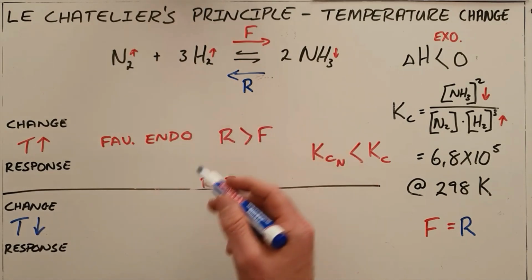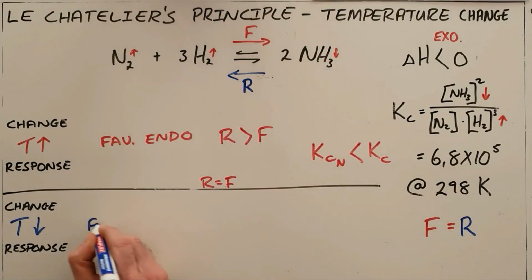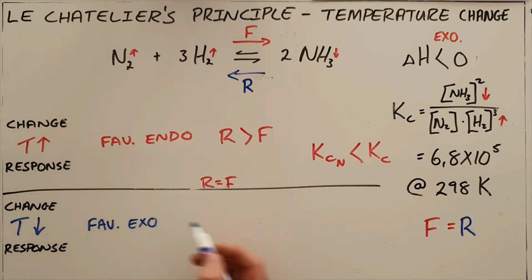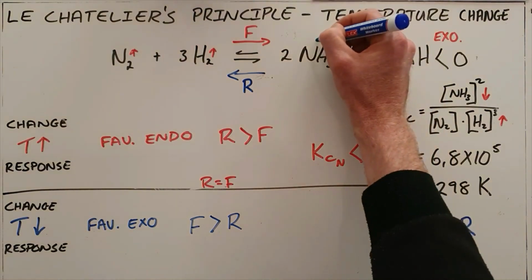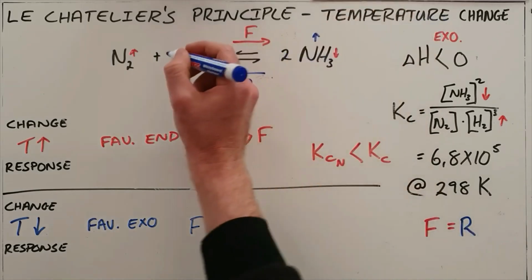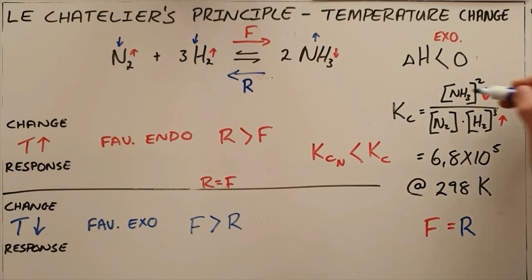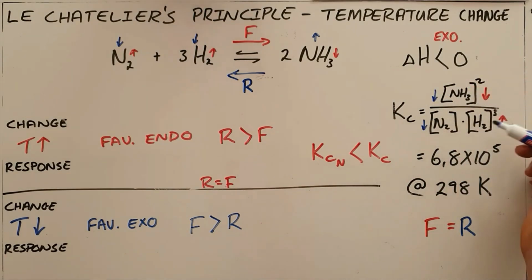This reaction is going to try to counter that by increasing its temperature, meaning favoring the exothermic reaction, which in this case is the forward direction, which means that temporarily the forward reaction proceeds at a greater rate than the reverse reaction. The effect that this has is that the concentration of ammonia increases while the concentrations of nitrogen and hydrogen both decrease.